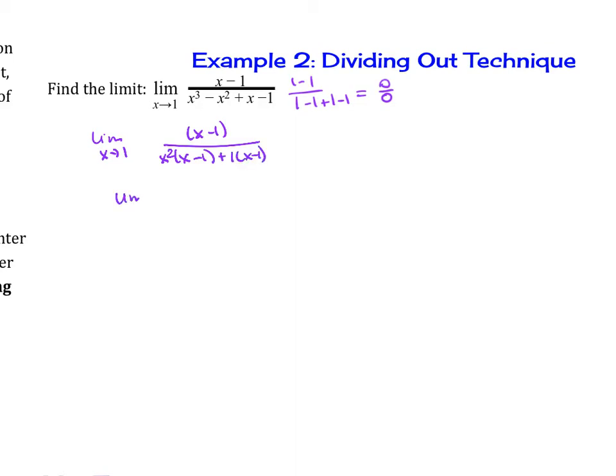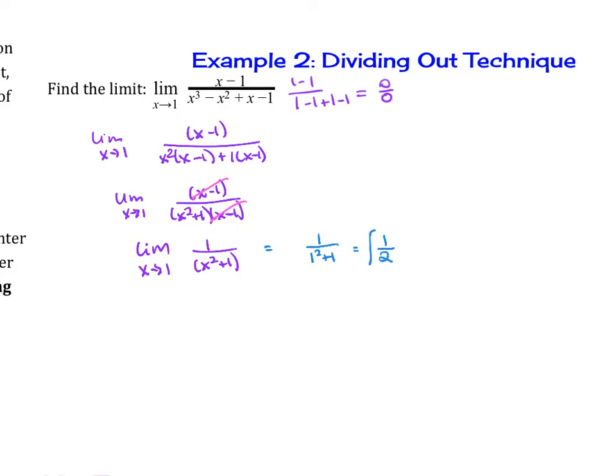So this is the limit as x approaches 1 of x minus 1 over (x squared plus 1) times (x minus 1). And then so we're finding the limit as x approaches 1 of 1 over x squared plus 1. Then we plug in 1. We find that we will get 1 over 1 squared plus 1, or 1 over 2.